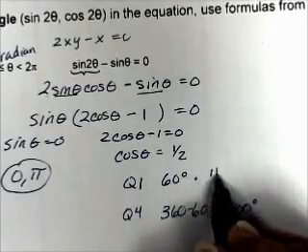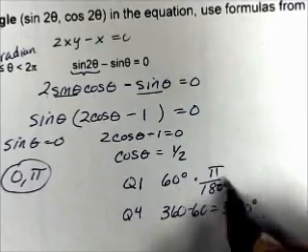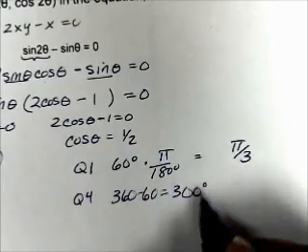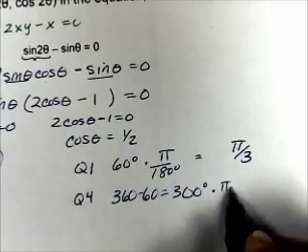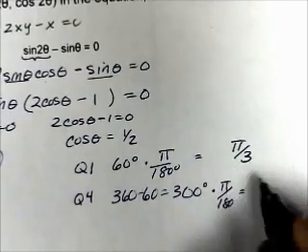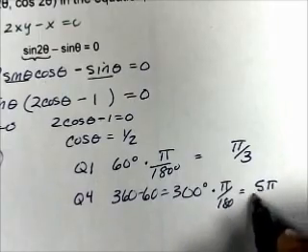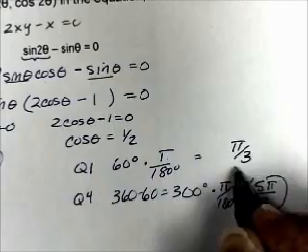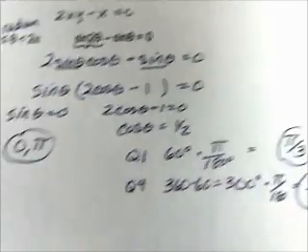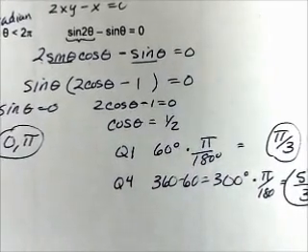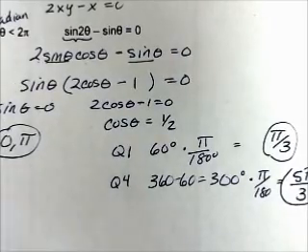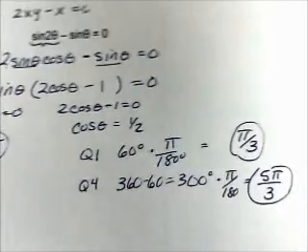Converting to radians, multiplying by pi over 180. This is pi over 3 radians. And multiplying by pi over 180, 5 pi over 3. So there are 4 solutions for this first example. 0 and pi radians, pi over 3, and 5 pi over 3 radians.